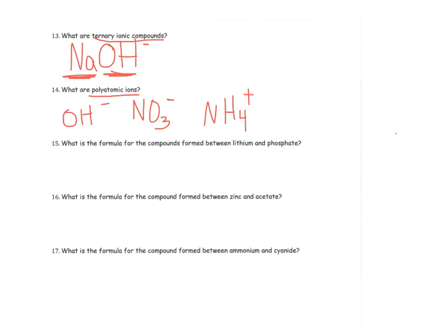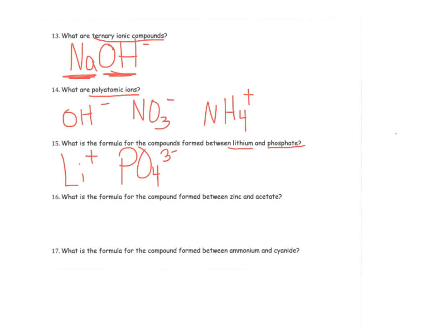So let's just do an example. Let's do a formula between lithium. All right, lithium is in column 1 on the periodic table. It's a cation, it's a metal, it's got a positive 1 charge. And then phosphate, if I look on my sheet here, phosphate is PO4, and it's got a -3 charge. Okay, so phosphate is my anion, and lithium is my cation.